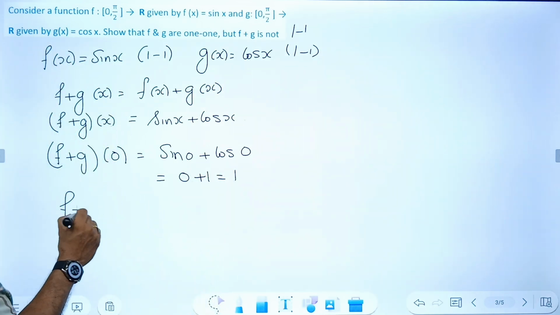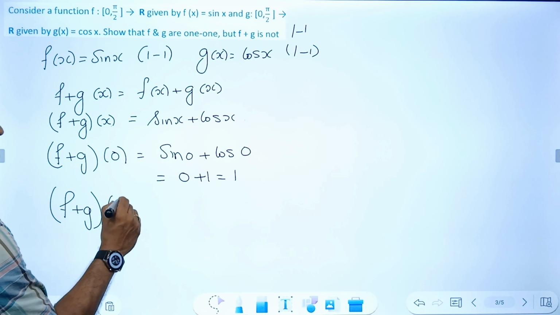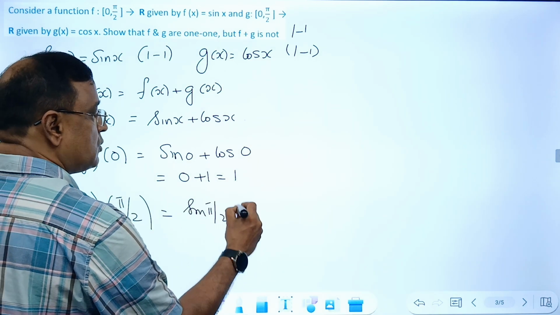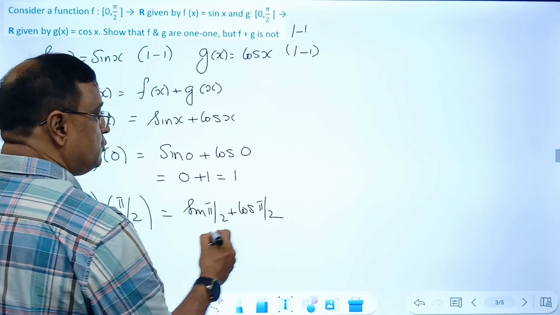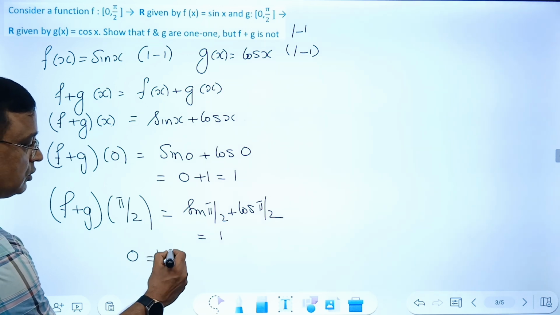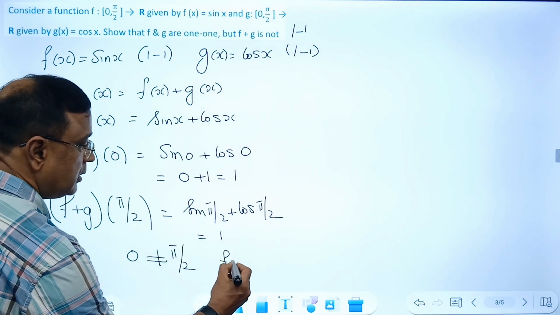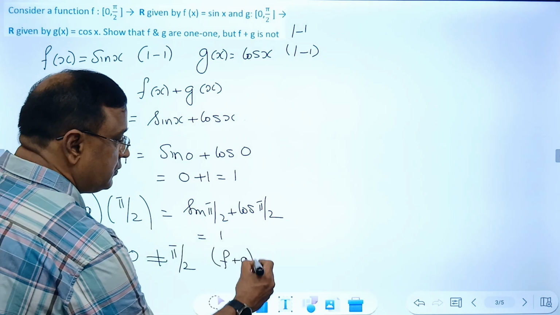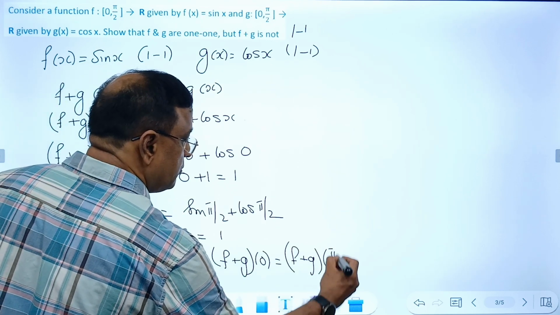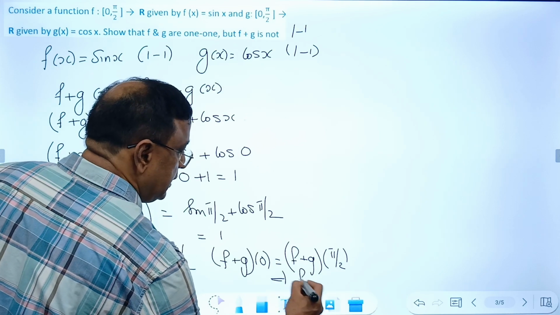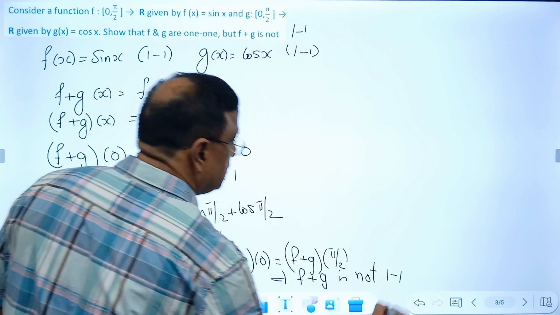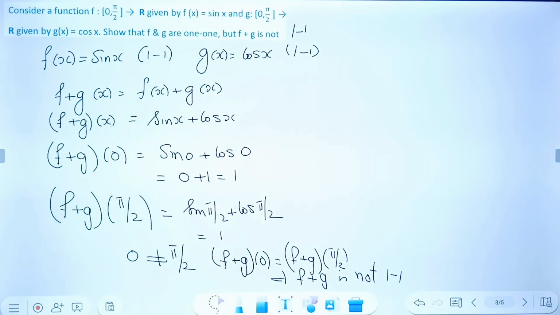Now I will find (f plus g) of pi by 2. This is sin pi by 2 plus cos pi by 2. Sin pi by 2 is 1, cos pi by 2 is 0. So clearly 0 is not equal to pi by 2, but (f plus g) of 0 equals (f plus g) of pi by 2. This implies f plus g is not one-to-one.